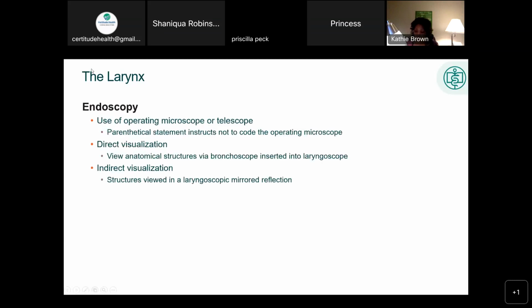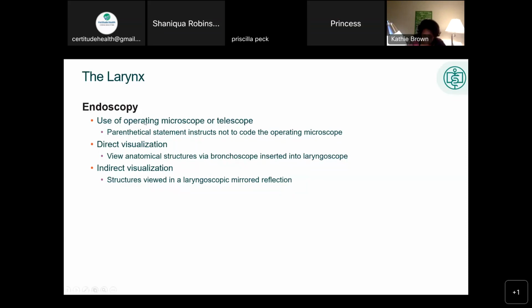Again, you see endoscopy for the larynx. Here, two key things. I don't think this is in your CPT book, so you're going to need to write this in. It's in your textbook, so go to page 224. Two things you're going to need to know about the larynx CPT codes, because you have a set of codes for laryngoscopy indirect, and then you have laryngoscopy direct.